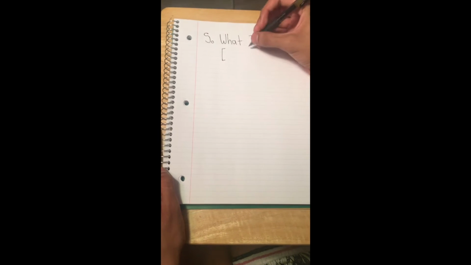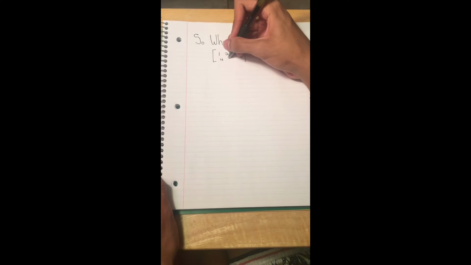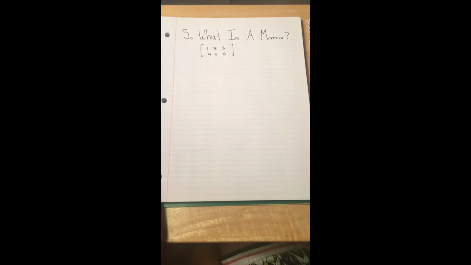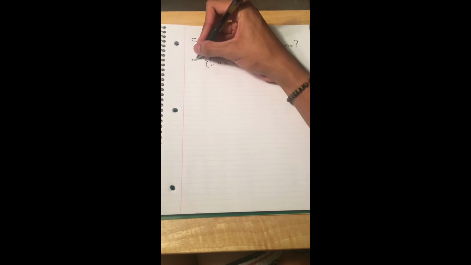As I write down the example, I will give you a definition. A matrix is a set of numbers where each number in the matrix has its own job, and without one of the numbers, it wouldn't be the matrix. So now that we know what a matrix is, let's talk about what makes up a matrix.